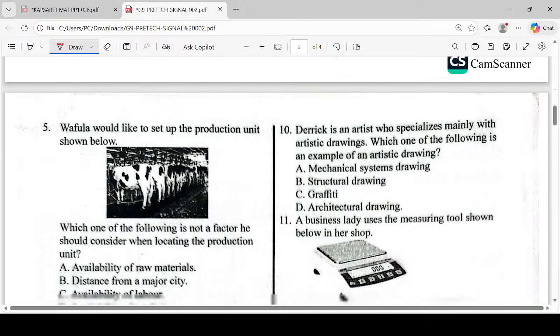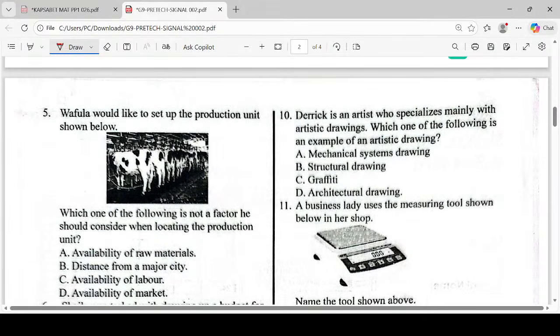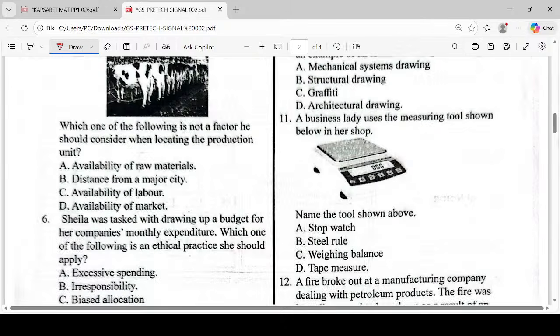Question number 5. Wafula would like to set up the production unit shown below. You can see cows there. Which of the following is not a factor he should consider when locating the production unit? A, availability of raw materials. B, distance from a major city. C, availability of labor. D, availability of market. In this context, availability of labor should not be considered, but raw materials, yes. What can be used to feed these cattle? Distance from a major city, yes. Availability of the market, yes. Once you get your produce, where are you going to sell it?